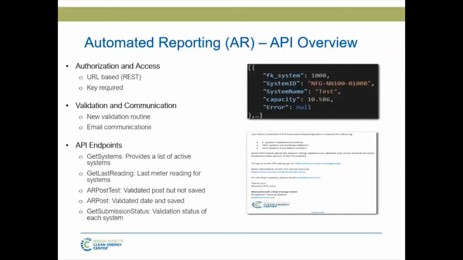So to facilitate the process of using the API, we've established 5 different endpoints. So you can request a list of the active systems for which you can report.